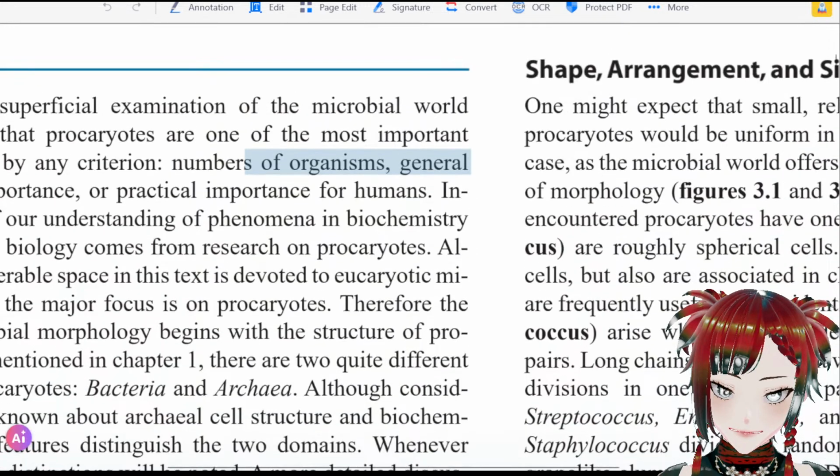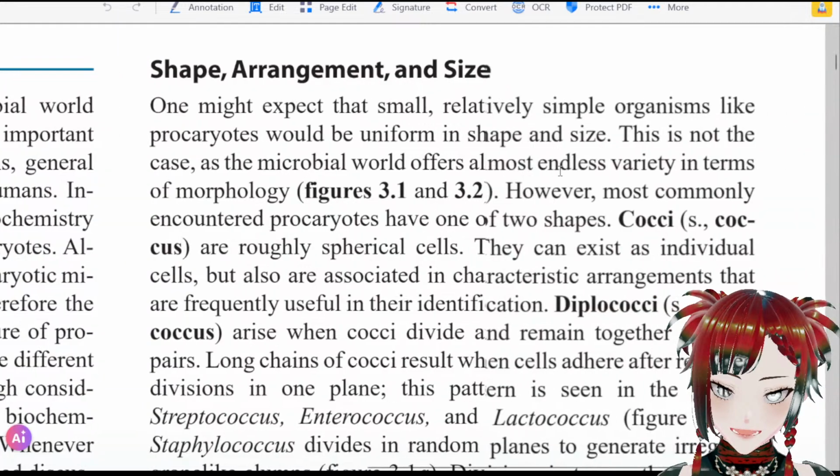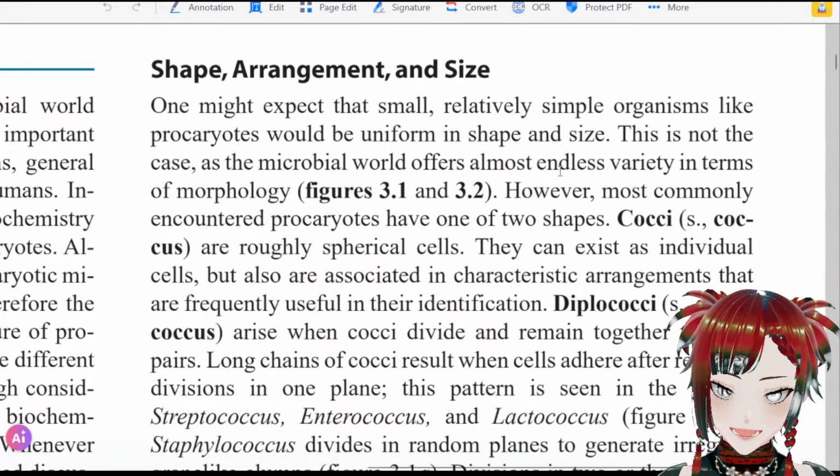But today, for the shape, arrangement and size, we are only focusing on the general appearance, not the structures, not the internal organelles or anything. We are just studying the outer appearance, the morphology of these bacteria.